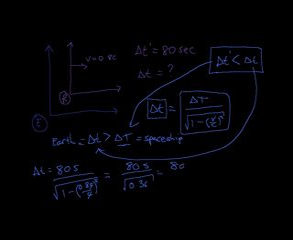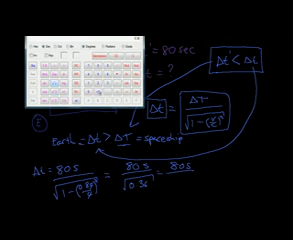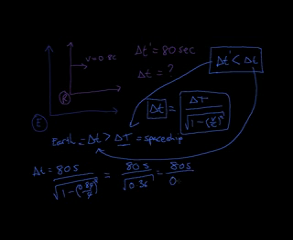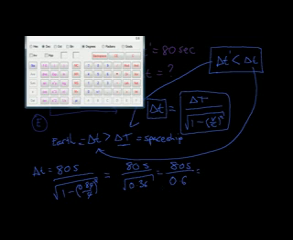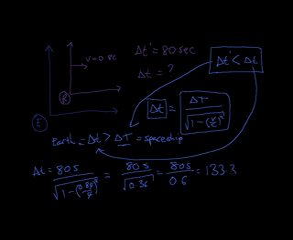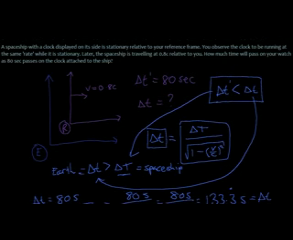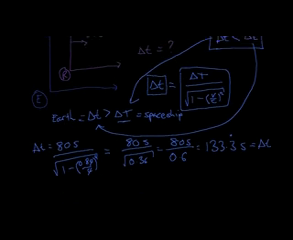Then we simply take the square root of that value, which is going to be 0.6. So it's going to be 80 divided by 0.6, which equals 133.3 seconds. And that's going to be equal to our delta t, or the time recorded from the Earth's point of view. So that's simply our answer.